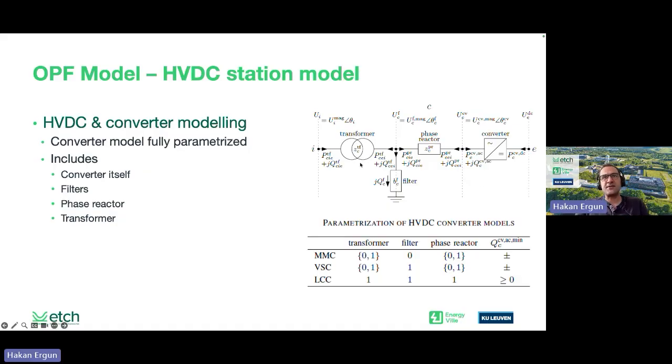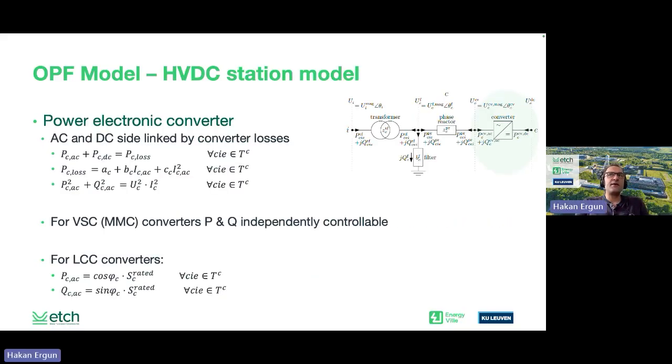But for instance, if you have an MMC type of converter, you might not necessarily have a large filter, so you can actually omit this filter part out of your equations just by setting your filter parameter to 1 or 0. And the same thing you can actually do also for your transformers as well. And this way, it allows you to model MMCs, 2 or 3 level VSCs, but LCCs as well.